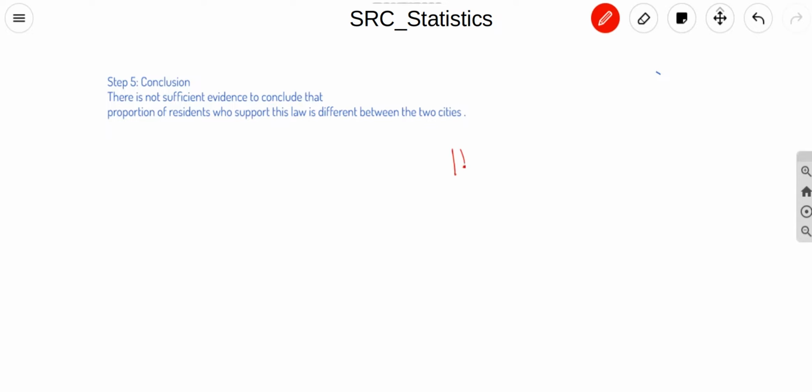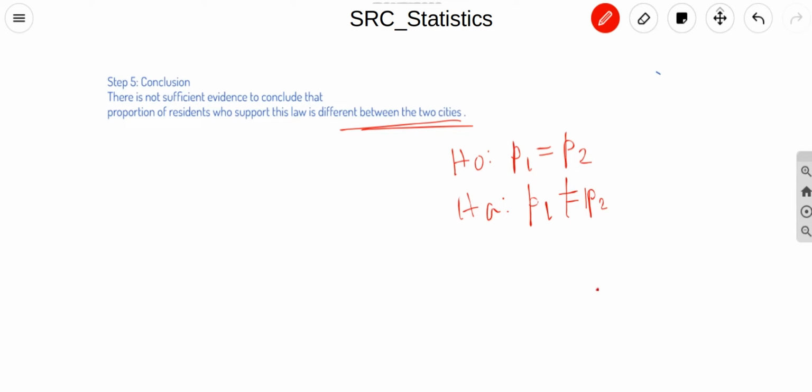We have failed to reject the null hypothesis that P1 equal to P2. That means we cannot conclude that P1 not equal to P2. So, there is not sufficient evidence to conclude that proportion of residents who support this law is different between the two cities. So, this is our final conclusion.